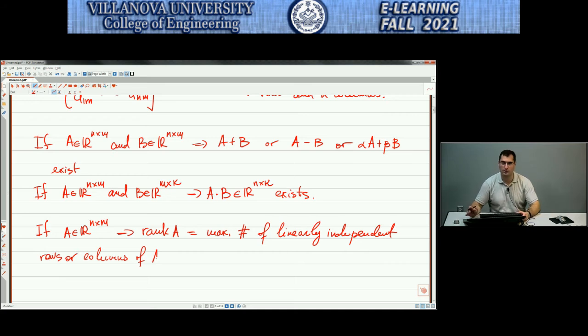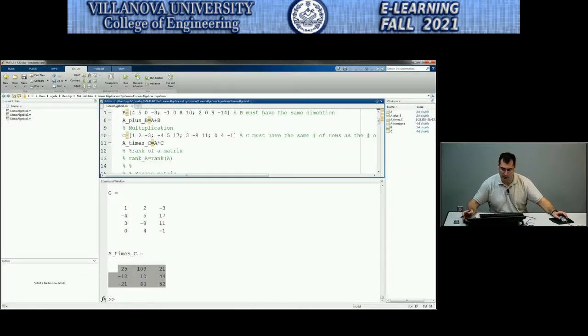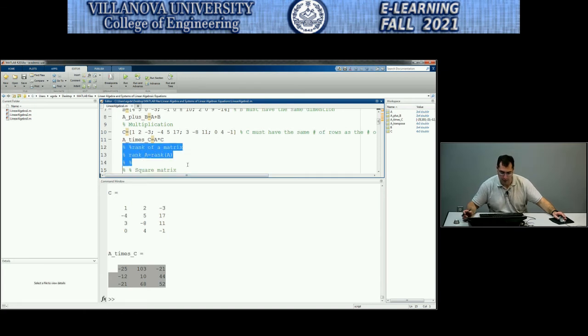If you need to refresh your memory on what linear independence of vectors is, please refresh it. But MATLAB basically uses the definition of linear independence in order to compute the rank of a matrix. It's done through a very simple command called rank. So we're switching back to that code. MATLAB is going to compute the maximum number of linearly independent rows or columns. It's the same thing through the command called rank.